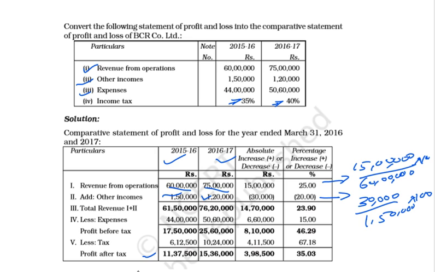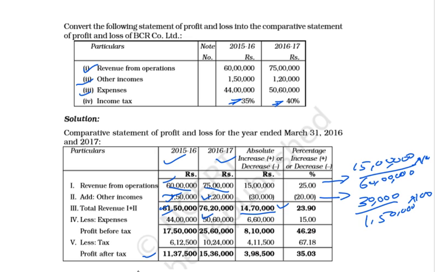So then we have to add these two. These two means this 60 lakh and 1,50,000, and 61 lakh 50,000. Then here 76 lakh 20,000, and that absolute change is the 14 lakh 70,000. This 14 lakh 70,000 divided by this 61 lakh 50,000, you are getting here the 23.90. Like that, each and every item we are doing.